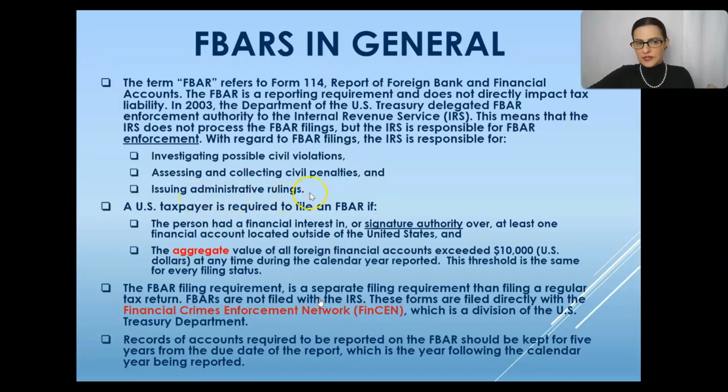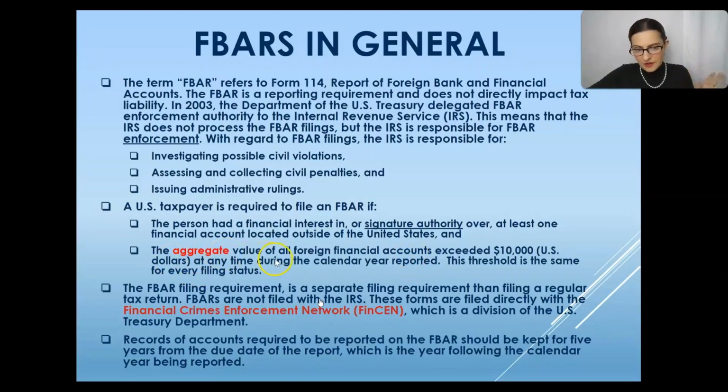issuing administrative rulings. A taxpayer is required to file an FBAR if the person had financial interest in or signature authority over a foreign financial account. Just having signature authority over a foreign financial account will trigger an FBAR filing. It doesn't matter if the money in there is yours or not yours. It doesn't matter if it belongs to someone else. It doesn't matter if you're the primary or the secondary on the account. None of that matters.